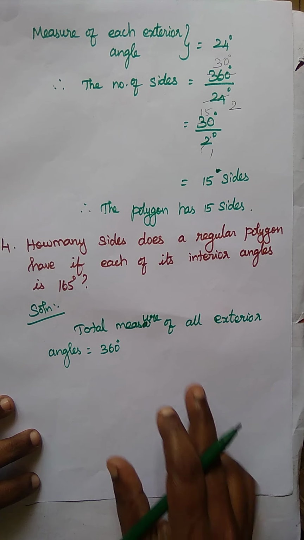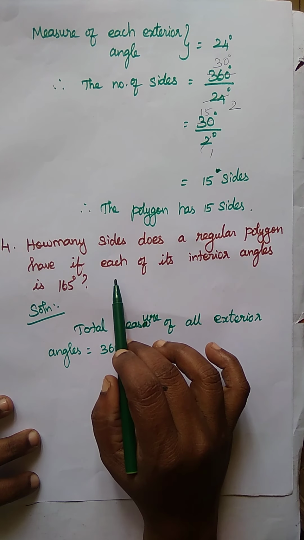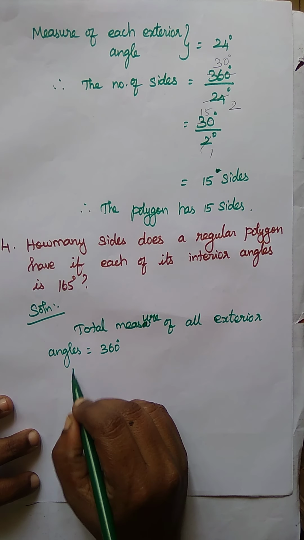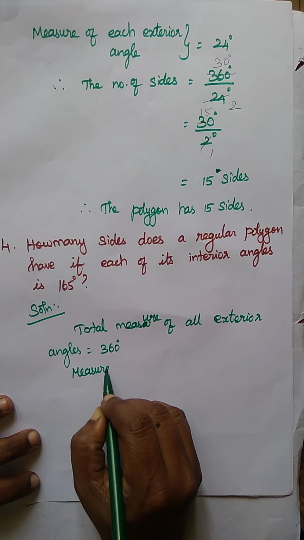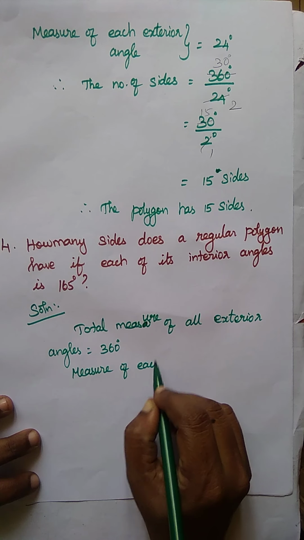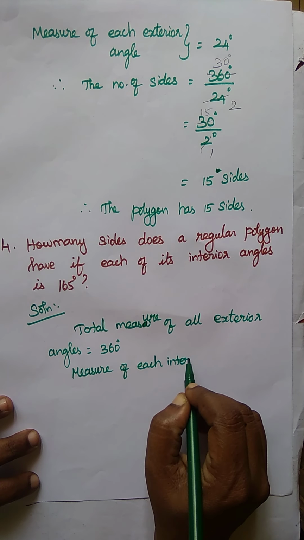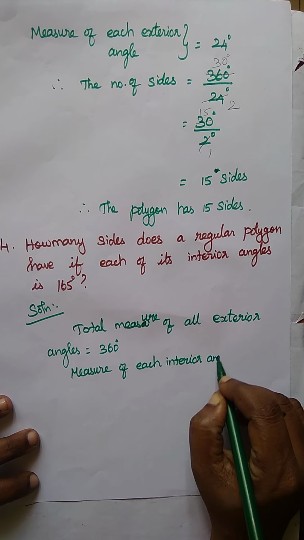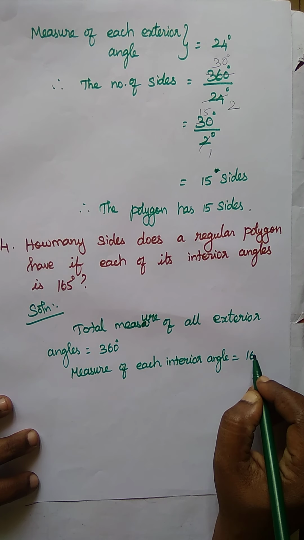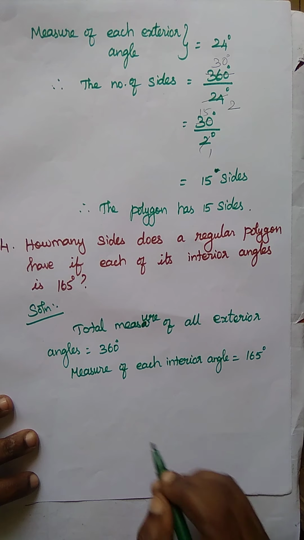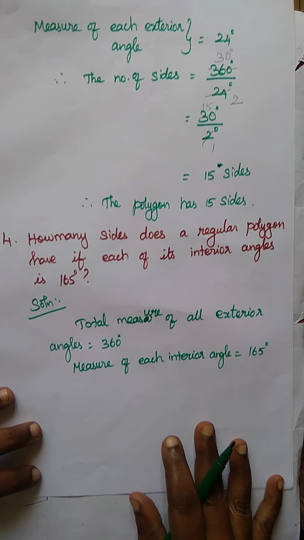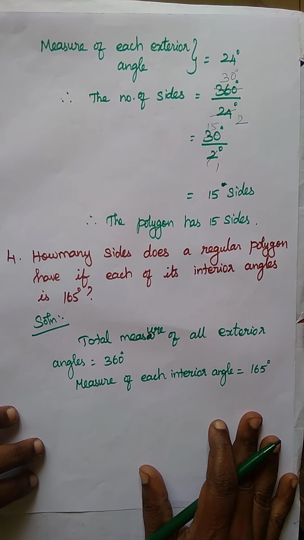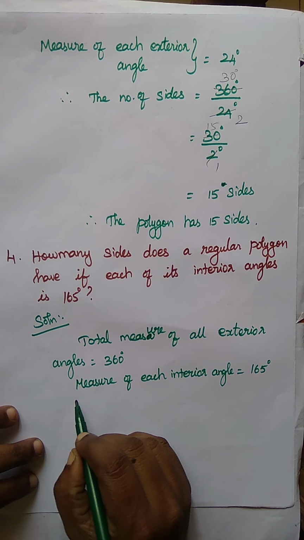So given is the measure of each interior angle. Okay, measure of each interior angle is equal to 165 degree. Measure of each interior angle is equal to 165 degree. Clear? Now measure of each exterior angle, right?